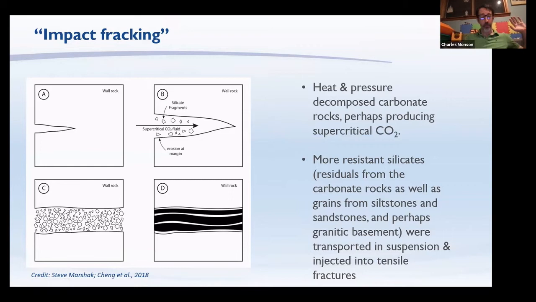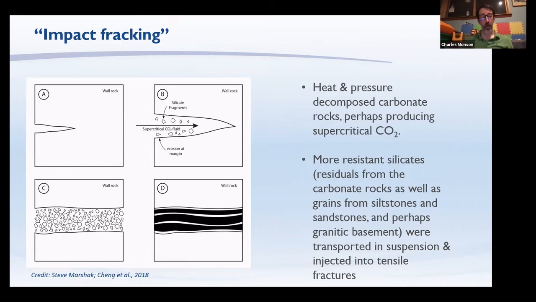It was carrying these grains along with it, these little tiny breccia pieces. And then when the supercritical CO2 fluid kind of stopped moving, the grains were left behind and they propped open these fractures. So that's why he calls it impact fracking. It's kind of similar to what they do when they inject proppant, sand grains or something like that, into cracks underground when they're doing unconventional hydrocarbon production to keep the fractures propped open so you can get more oil and more natural gas.